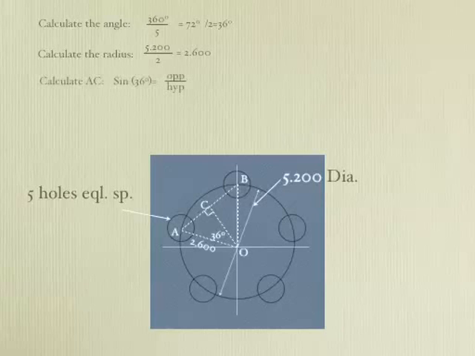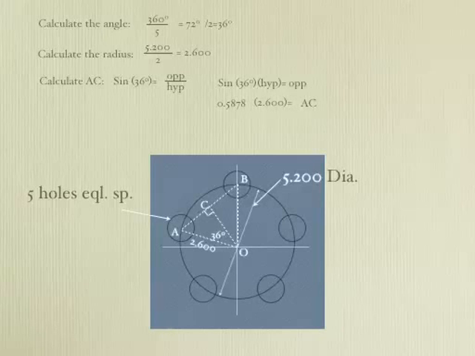So we're going to use the sine function, which is the opposite over the hypotenuse, to solve for the opposite side, AC. To do that, we have to rearrange the sine function, so we'll take the sine times the hypotenuse is equal to the opposite. Substituting in our values, the sine of 36 degrees is 0.5878, and our radius is 2.600, the hypotenuse.